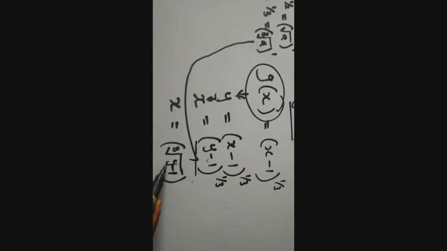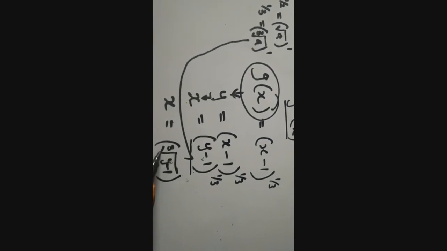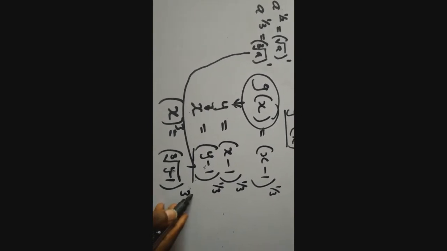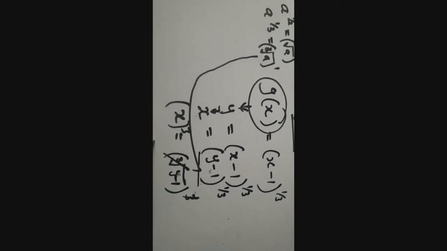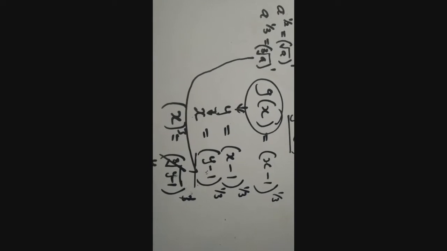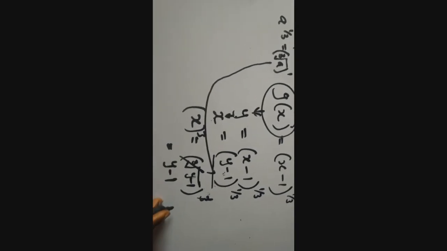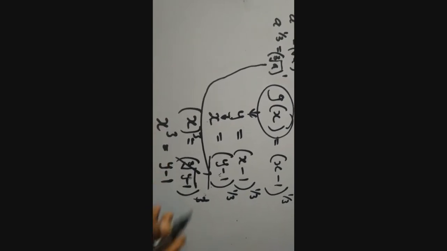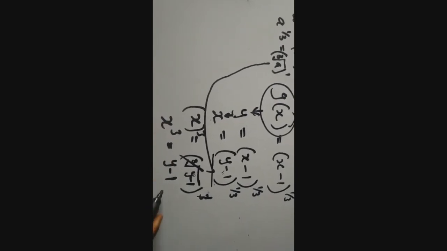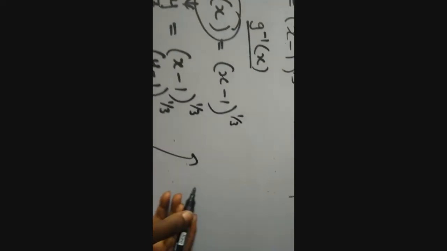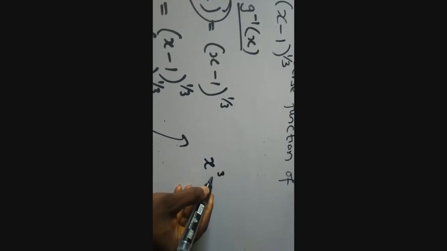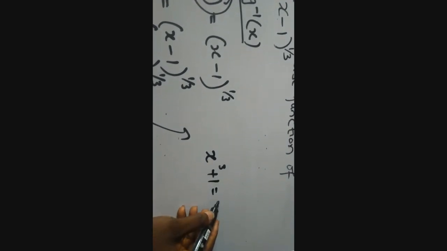So how do I simplify this? I want to remove this cube root from here. So what do I do? I cube both sides. This cube will cancel this cube root, leaving us with y minus 1 is equal to x cubed. Now from here, simplifying this problem, it becomes x cubed plus 1 equal to y.